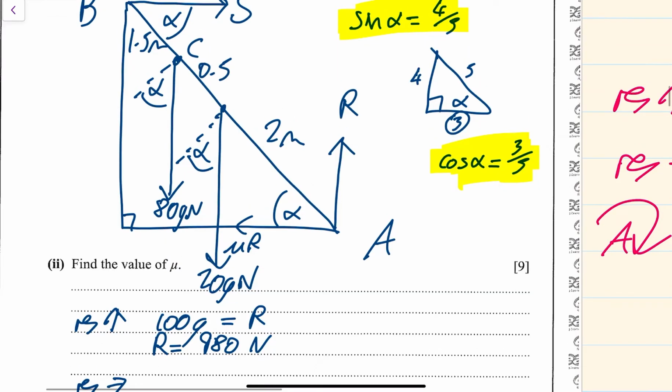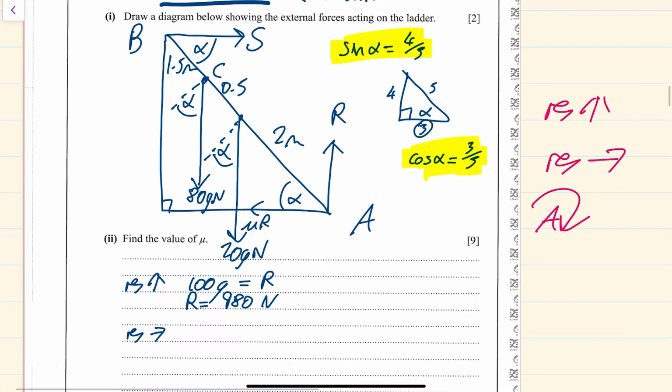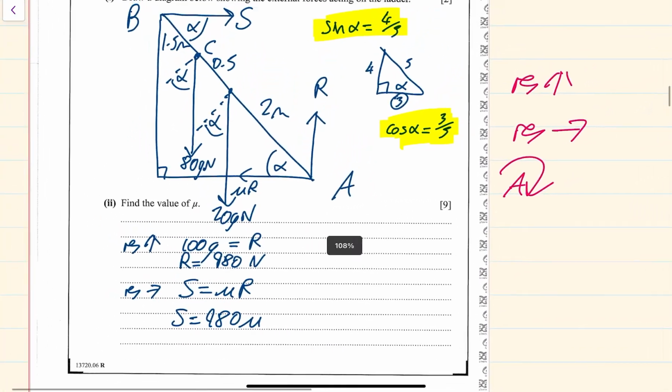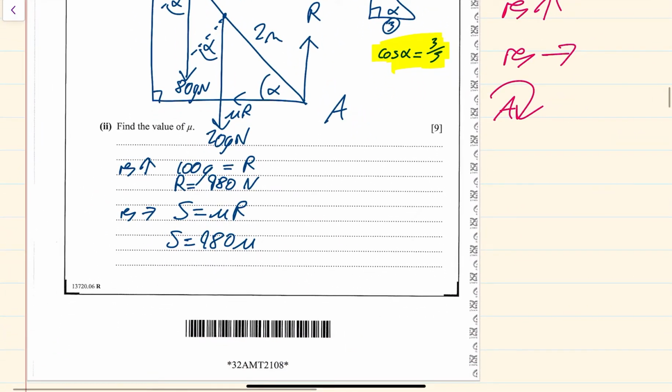Resolve horizontally, and you've got your big S going to the right is equal to mu R, and I'll just write then big S is equal to 980 times mu. There's another thing we've almost got. We need to find our mu. And then the last thing I'll do, and bear with me, I'll get myself a wee bit more space here.